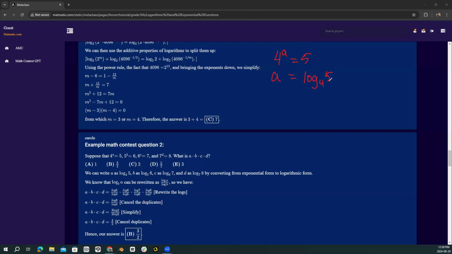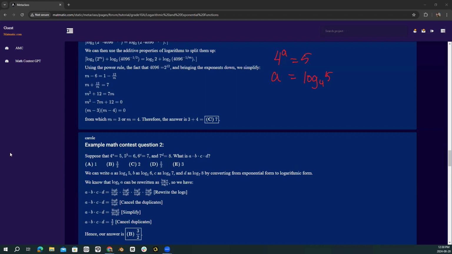So we can do the same for all of the other exponents. Essentially B would become log base 5 of 6, C log 6 of 7, and D log 7 of 8. And as you know, I already taught in my last class how to convert from exponential form to logarithmic form and vice versa.